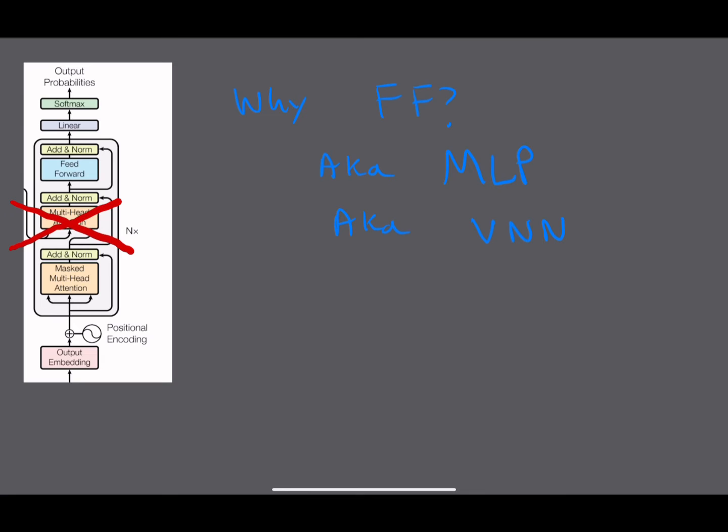So what's the whole point of this feed forward component of the neural network? Well, this is also called a multi-layer perceptron. Multi-layer because we're going to have multiple linear layers and then non-linearities. That's maybe the perceptron part of this term, if you want to think of it that way. It's also called a vanilla or just a standard neural network. Well, if the attention component of the neural network over here is our communication mechanism, this is where we let the tokens talk to each other.